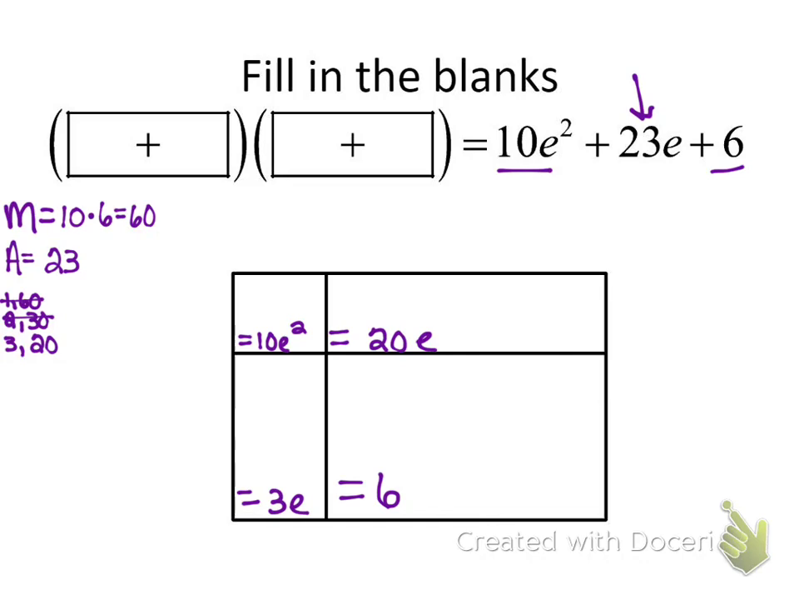So I'm going to have to find the height. Now, when we found the height last week, we did it by using the greatest common factor, right? What I'm going to do, you guys, is find the greatest common factor of this top row. What are the terms for my top row? 10e squared and what else? 20e. So I'm going to find the greatest common factor of these 2 terms.